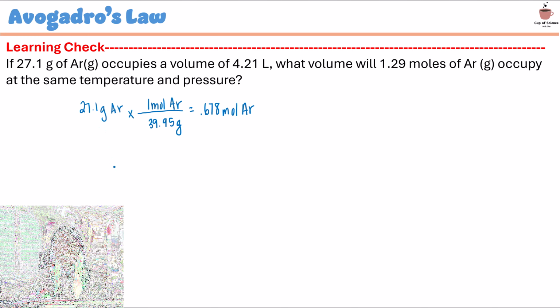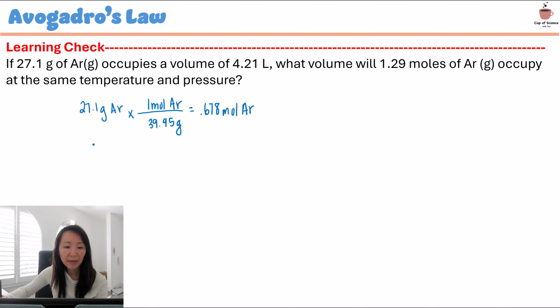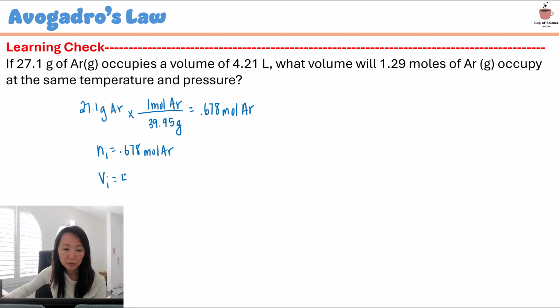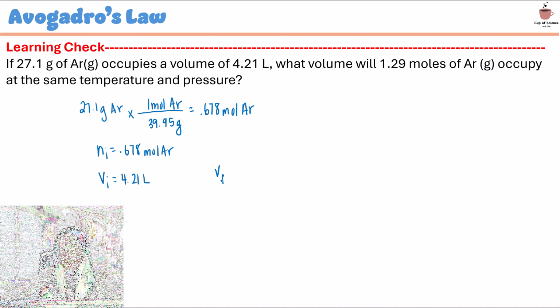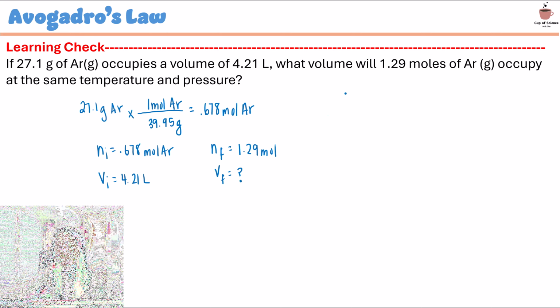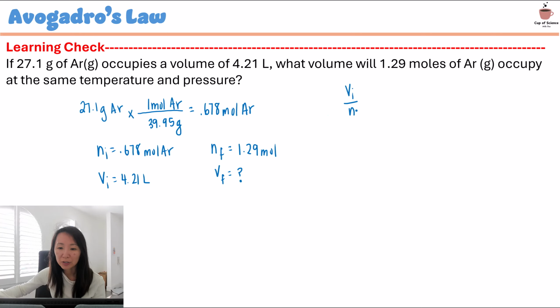Let's calculate this out, and we have 0.678. So this is my initial mole. My N initial is 0.678 moles of argon. Go ahead and note the initial volume, which is 4.21 liters. And it's asking for my final volume, if the number of moles has increased to 1.29 moles of argon. So our Avogadro's equation is Vi over Ni is equal to Vf over Nf.